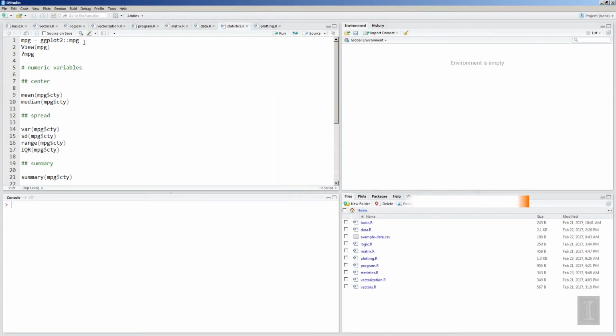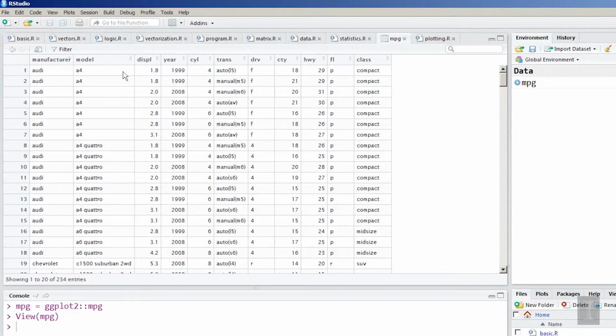So we'll import a new data set, the miles per gallon data set from the ggplot2 package. And the first thing we should do anytime we import a new data set is look at the data. So we'll do that using the view command in RStudio, and here we have our data set. We see it's information about cars, we have some information on what year they were made, some information on the engines, and in particular some information on fuel efficiency.